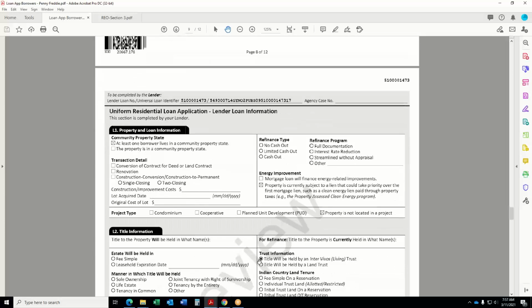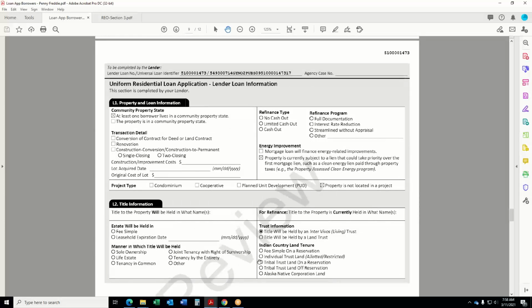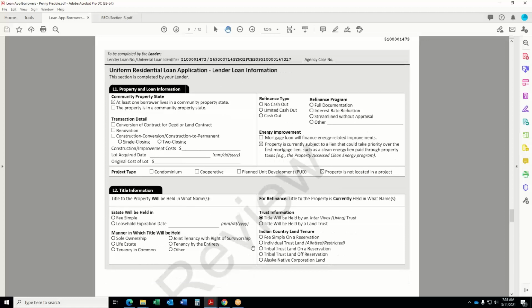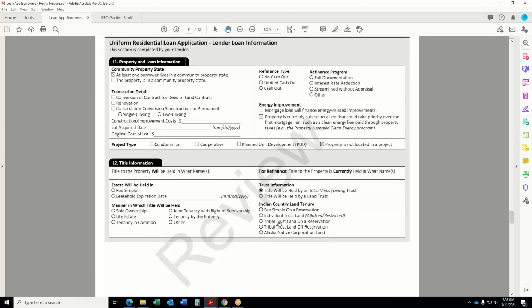So that was the review of the borrower information, or what I like to call part 1, in all 9 sections. We are now going to move into the lender loan information. The very first section here, L1, is all about the property and the information. It indicates if it happens to be a community property state, transaction detail, project type if it's applicable, if it is a refinance, the type of refinance and refinance program, and if we have any kind of energy improvement.